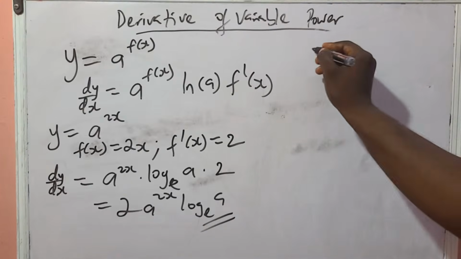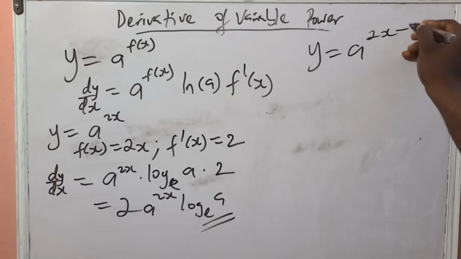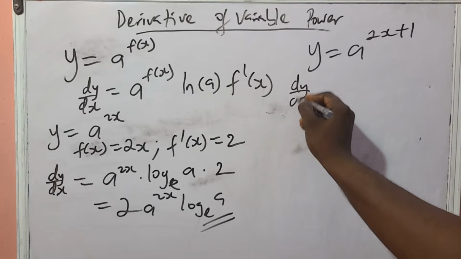Let's say we have a variable power of y equals a raised to power 2x plus 1. So how do we solve this? Again, if you had this question without knowing this technique, it's probably going to be a long process, and you need to find a way to understand and note all these processes without mixing them up.